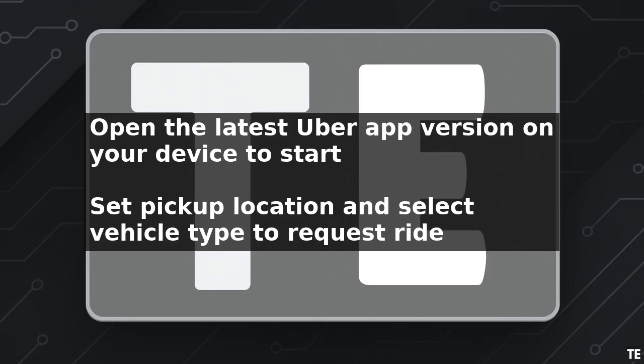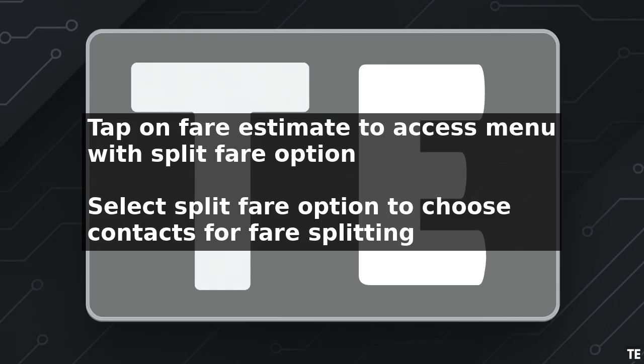To split the payment, you will need to tap on the fare estimate, which will bring up a menu with various options. Look for the split fare option, which may be labeled as split fare or an icon representing multiple people. Selecting the split fare option will prompt you to choose the contacts you want to split the fare with. You can select friends from your phone book or enter their phone numbers manually. Make sure the people you are splitting the fare with also have the Uber app installed on their devices.